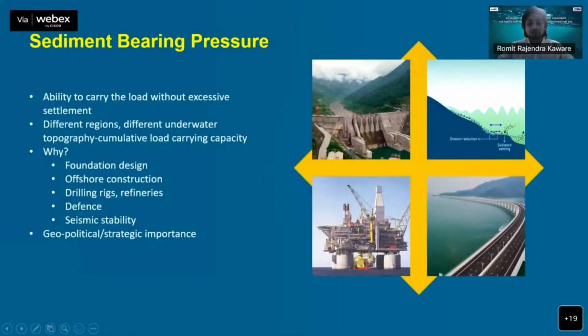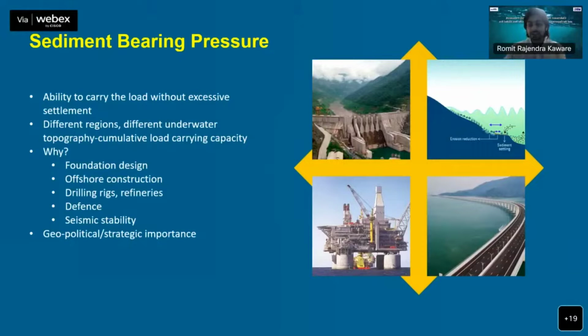So let us first understand what sediment bearing pressure is. Sediment bearing pressure is the ability of the sediment layer or the soil to carry the load without any excessive settlement or deformation. We studied various water bodies in different regions, which have different sediment topography and different layers of sediment. So the cumulative or effective sediment bearing pressure can be calculated by summing the sediment bearing pressure of all these layers.